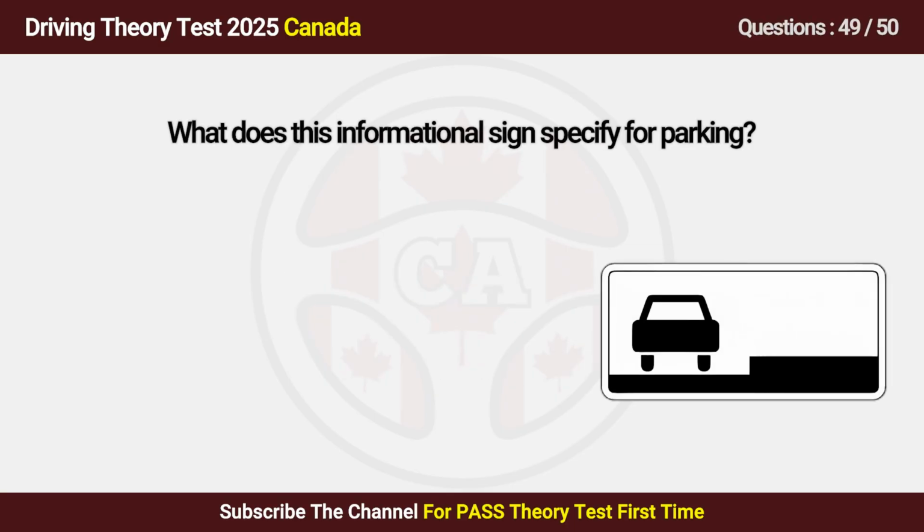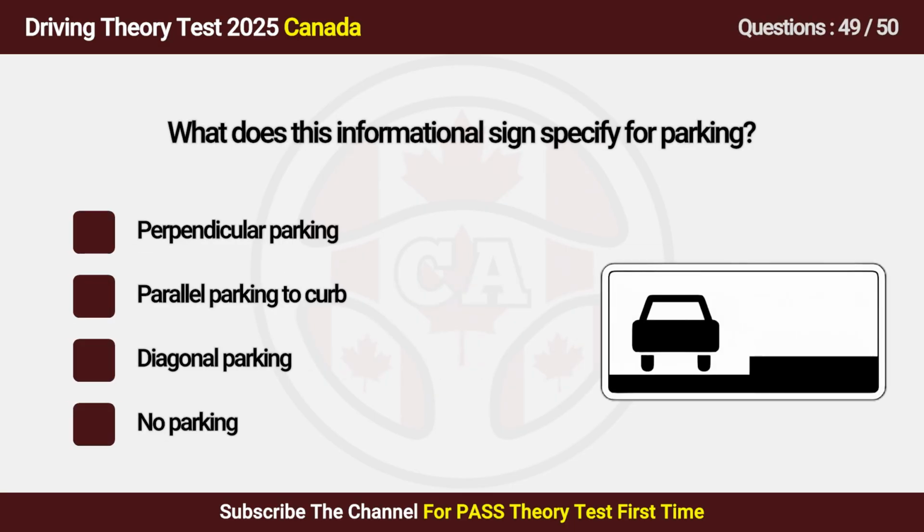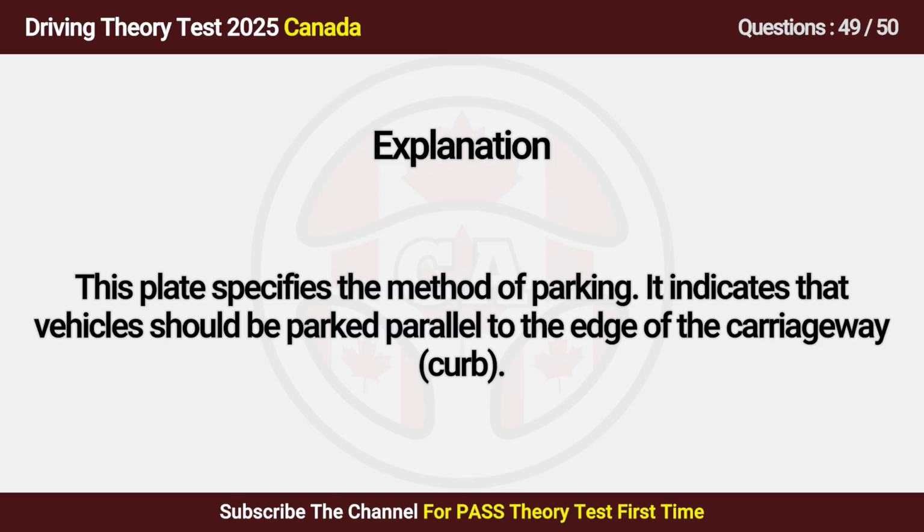Question 49. What does this informational sign specify for parking? A. Perpendicular parking. B. Parallel parking to curb. C. Diagonal parking. D. No parking. Answer is B. Parallel parking to curb. This plate shows the method of parking. It indicates that vehicles should be parked parallel to the edge of the carriageway curb.